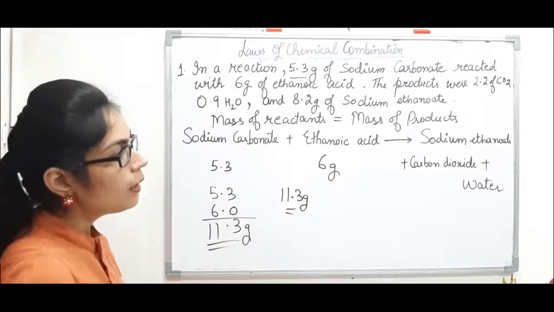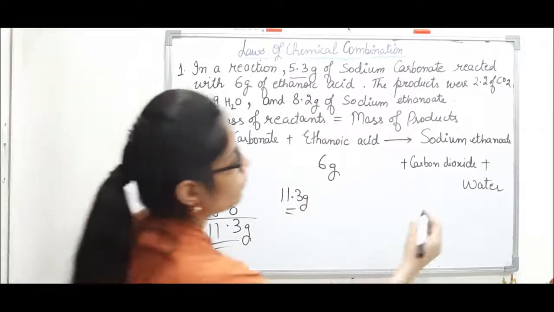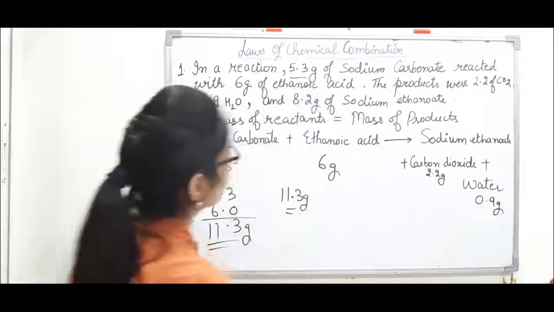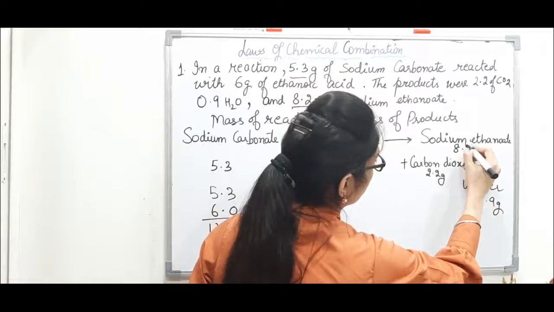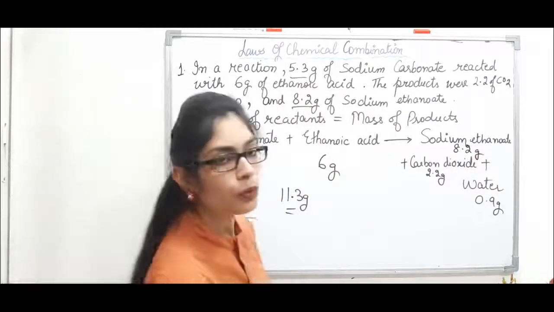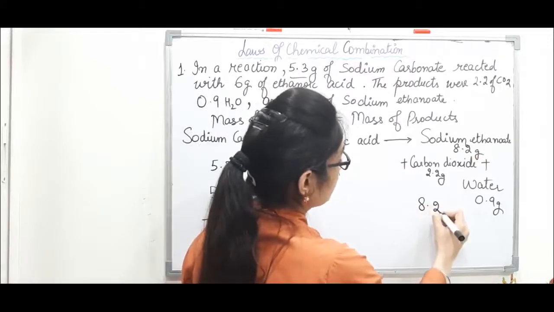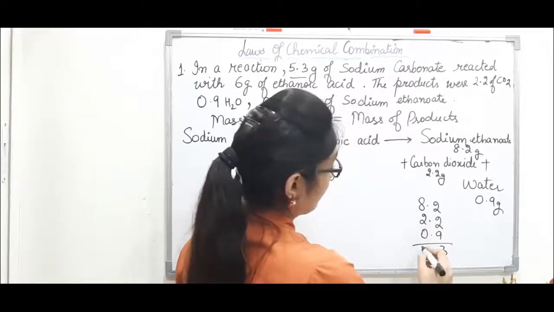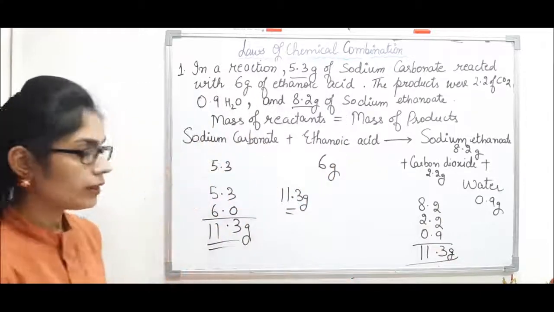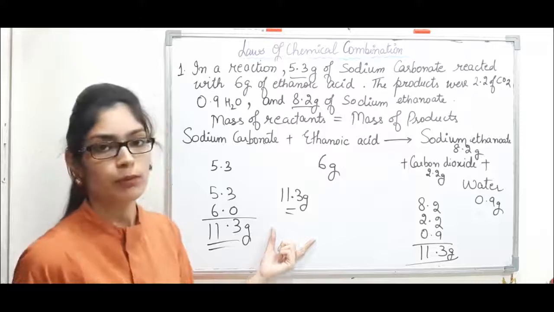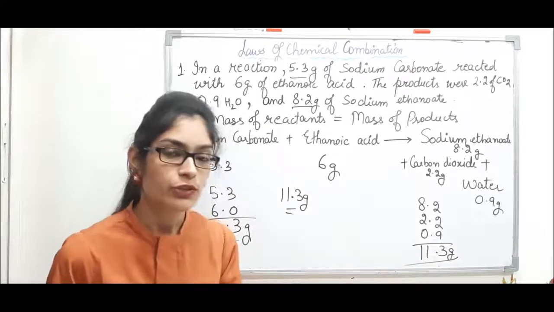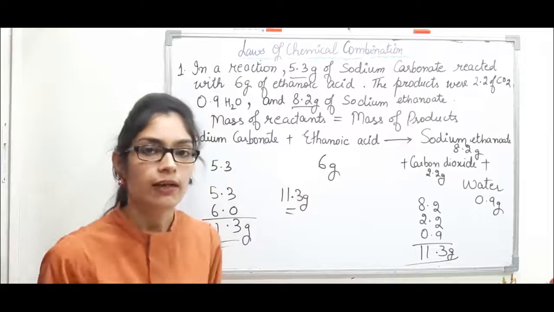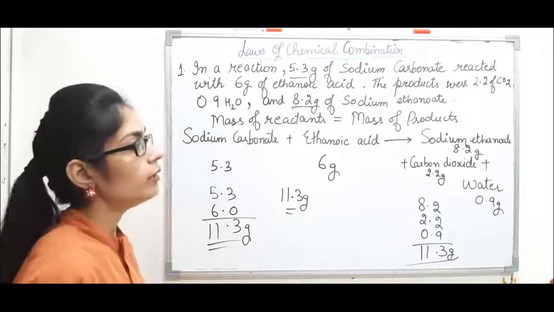Let's check the mass of products now. Products: 2.2 grams of carbon dioxide, 0.9 grams of water and 8.2 grams of sodium ethanoate. So again, let's find the total mass of products. We can add all the masses, 8.2 plus 2.2 plus 0.9, and on adding you will again get 11.3 grams. So you can see the mass of the reactants, which is 11.3, is equal to the mass of the products, which is again 11.3. So this states that the given condition is in agreement with the law of conservation of mass. Now let's do the next question.